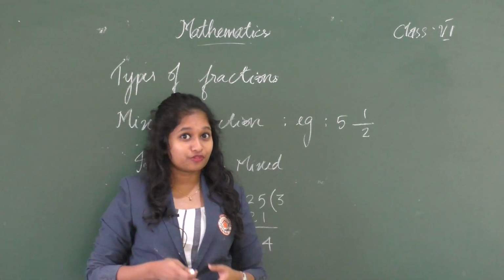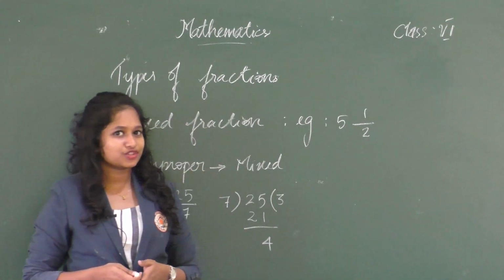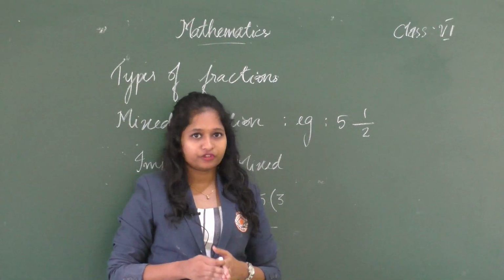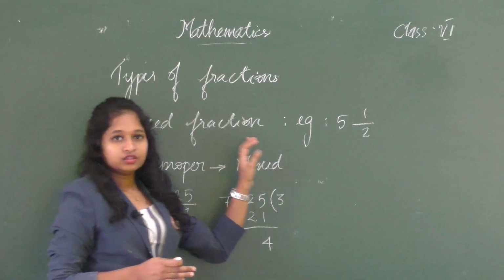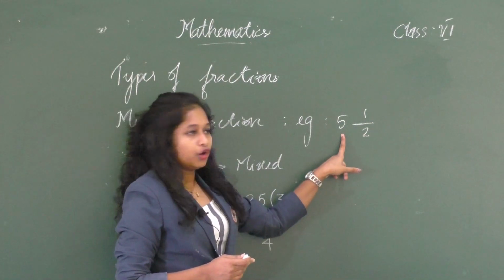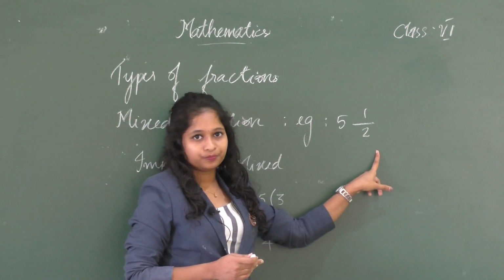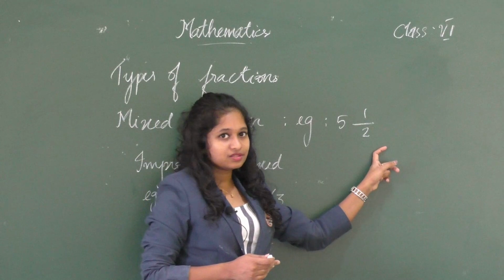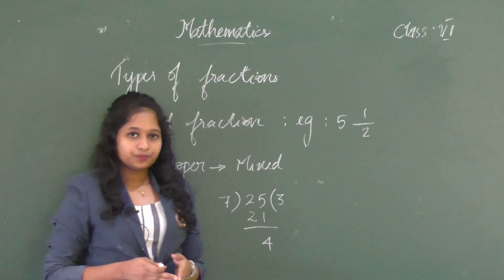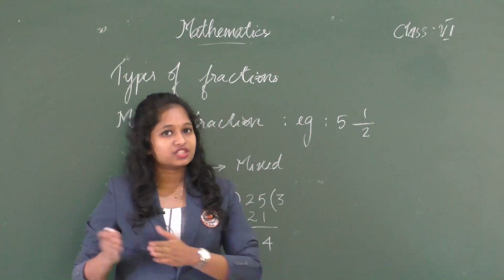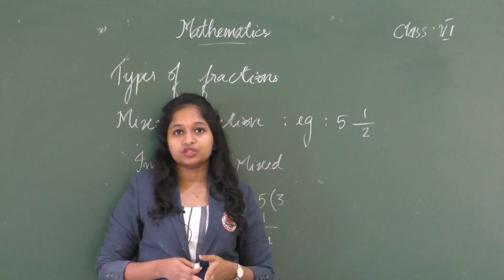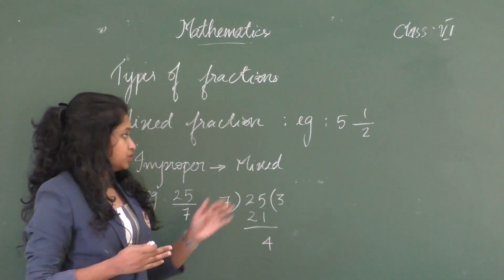Have you heard about mixed fractions? What are mixed fractions? The fraction containing a whole number and a proper fraction. For example, 5 1 by 2. Here 5 wholes and 1 half. This is a whole number and this is a proper fraction. Okay? And we can convert improper fraction to mixed fraction and vice versa. First, let's see how to convert improper fraction to mixed fraction.